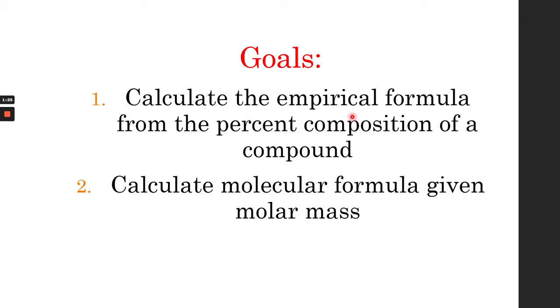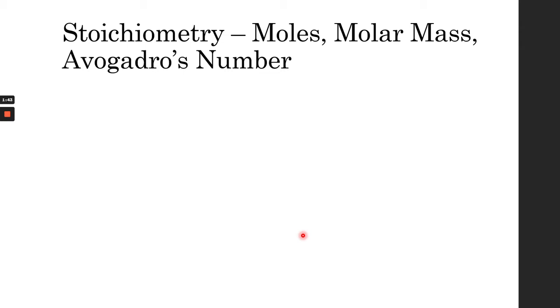But before you can all do this, you have to understand molar mass and moles. So we're not going to do a lot of calculation of empirical and molecular formula yet. What we're going to do is calculate molar masses, moles, and what we call Avogadro's number. So let's go ahead and understand what those mean.